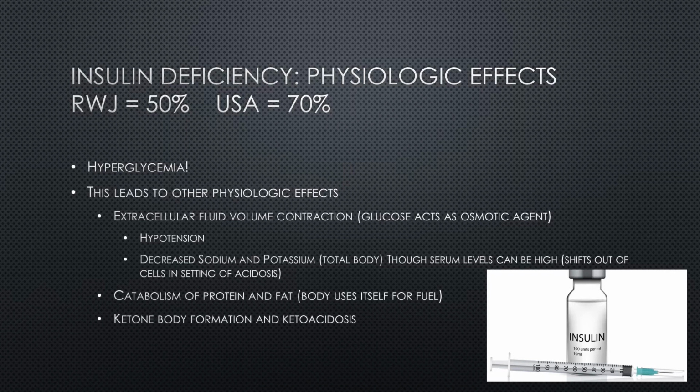Hyperglycemia can lead to catabolism of protein and fat. This essentially is when your body uses itself for fuel, since it can't use glucose as it normally does. And this process will cause ketone body formation, which can also lead to ketoacidosis, which is a big issue and can sort of be a circular effect.